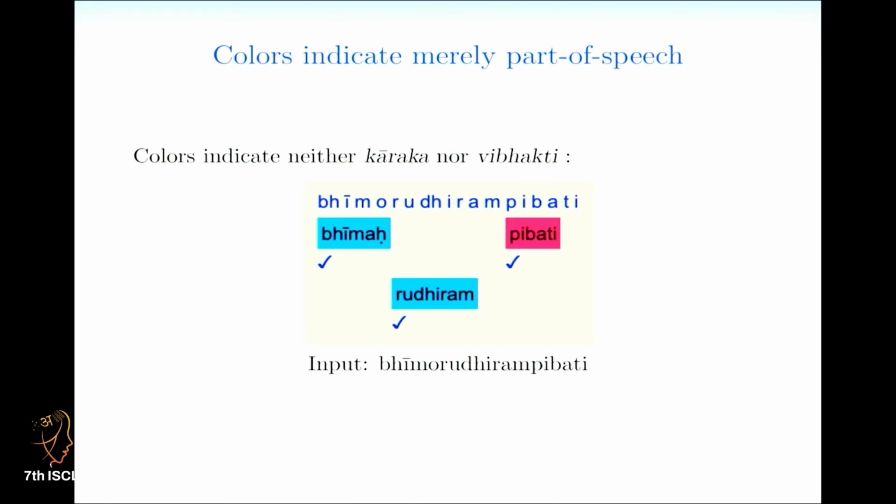And these colors merely indicate part of speech. Yeah? They don't indicate any karaka, any semantic role. So here I have Bhimo Rudiram Pibati, and Bhima is the agent, yes, and Rudiram is the object, karma, and they are both blue. Okay, so this is just part of speech.